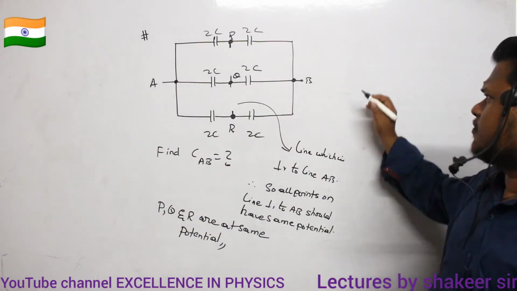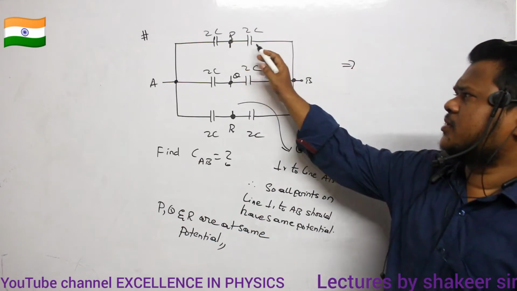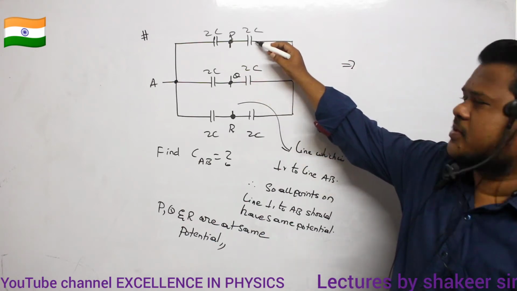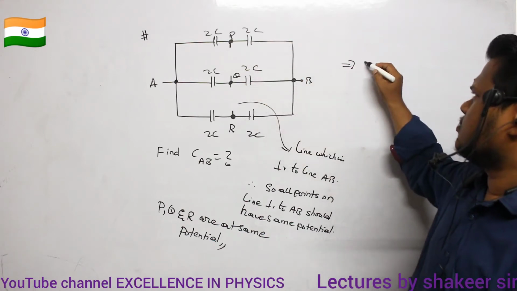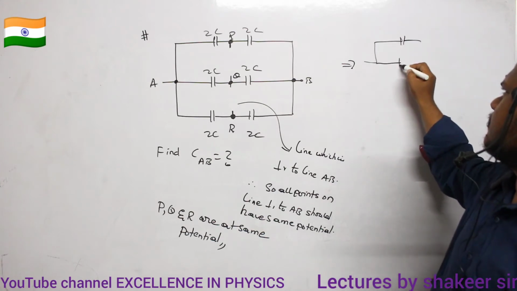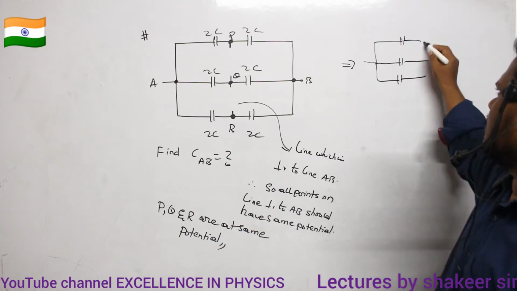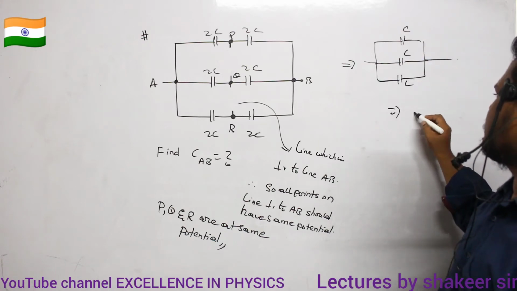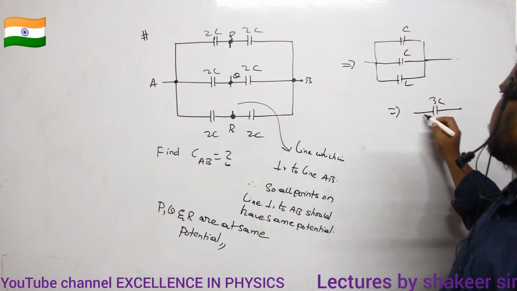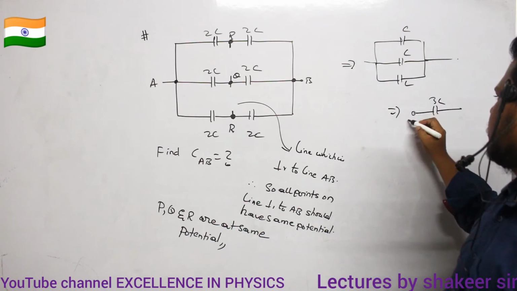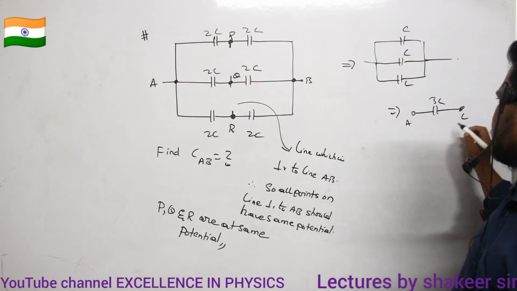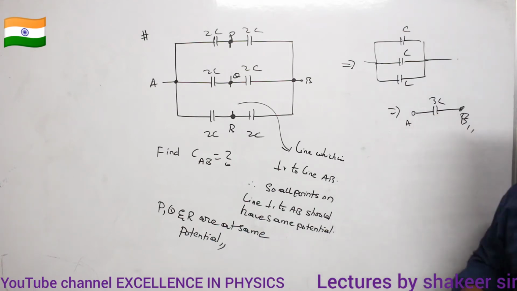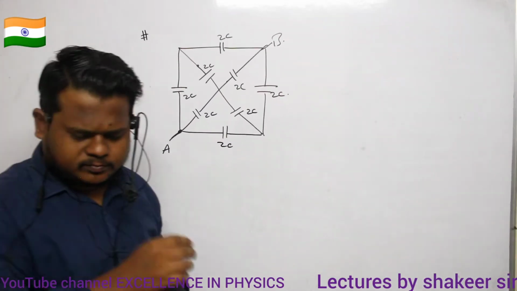Come on, what is the answer of this? So 2C and 2C, they are in series. So equivalent capacitance C. So the total circuit will be like this. Clear? So this is C and C. So equivalent capacitance is 3C, because they are connected in parallel. That is my required answer. Okay? That's it.